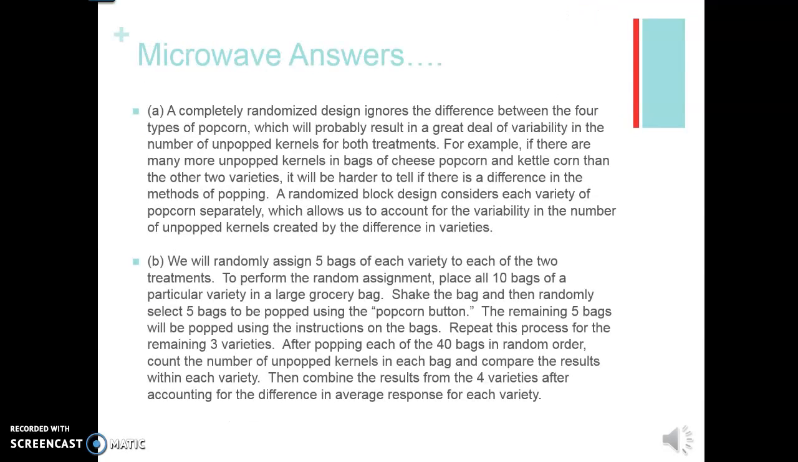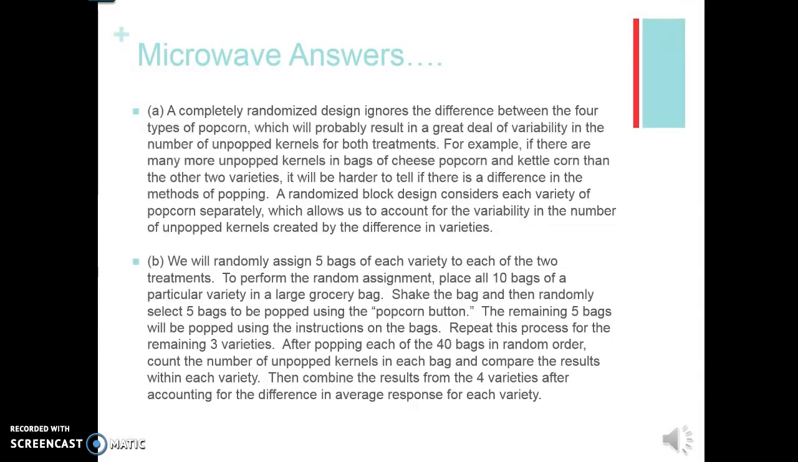Okay, so anytime that you choose a block design, you want to be able to explain why you chose the blocking method that you did. So don't just block without any sort of explanation as to why you're blocking. So why was a completely randomized design not as good? Basically, it ignores the differences between the 4 types of popcorn and will result in a great deal of variability in the number of unpopped kernels for both treatments.